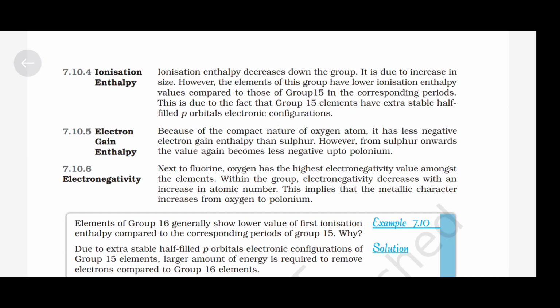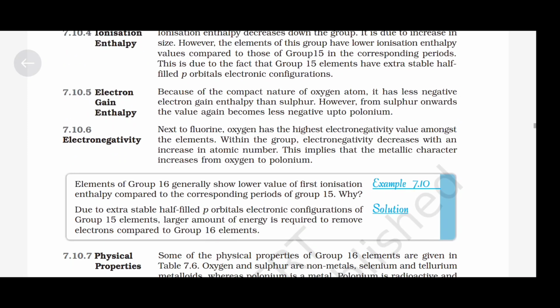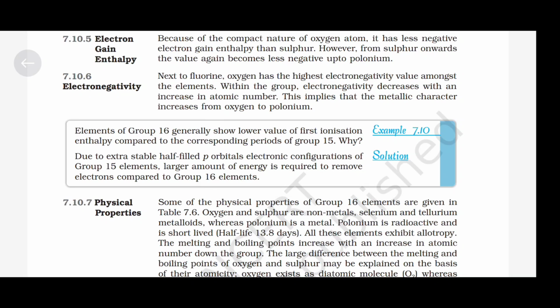Electronegativity. Next to fluorine, oxygen has the highest electronegativity value amongst the elements. Within the group, electronegativity decreases with an increase in atomic number. This implies that the metallic character increases from oxygen to polonium.